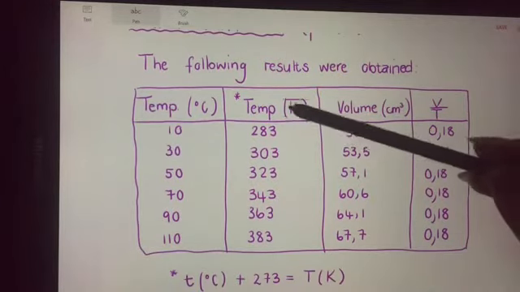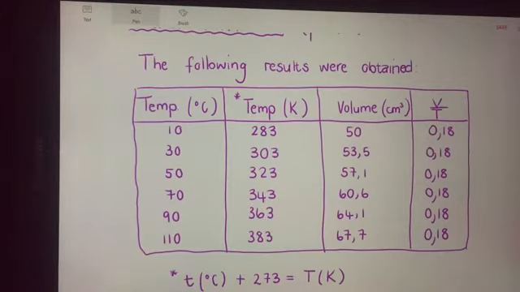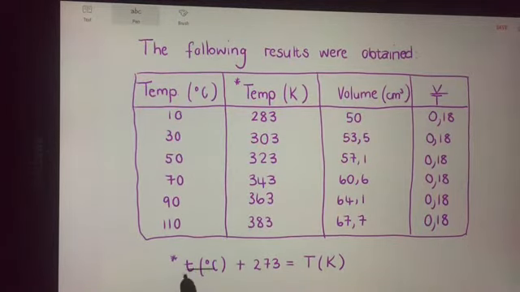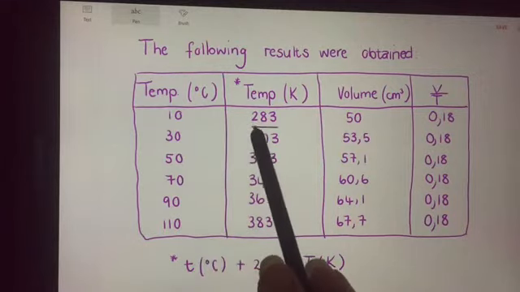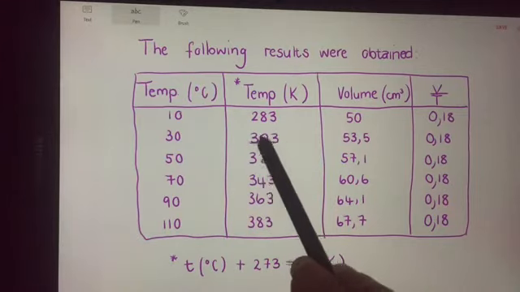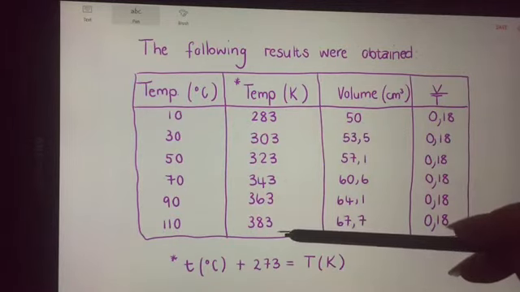I've got another column over here where I've got the Kelvin temperatures. And here's your reminder over here. If I've got temperature in degrees Celsius, to work out the Kelvin temperature, I just need to add 273. So 10 plus 273 is 283. 30 plus 273 is 303. So that's how I got these Kelvin temperatures over here.